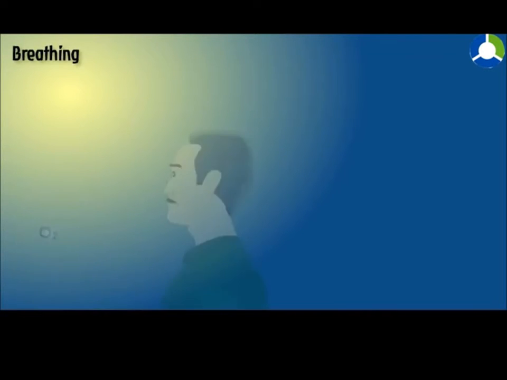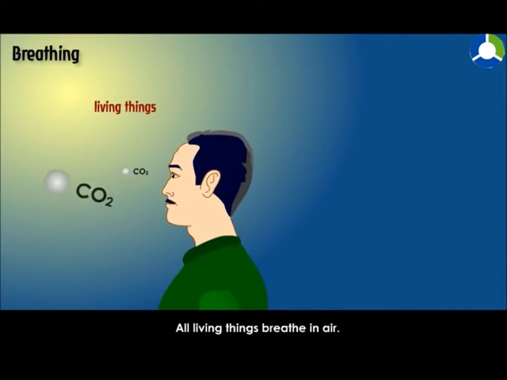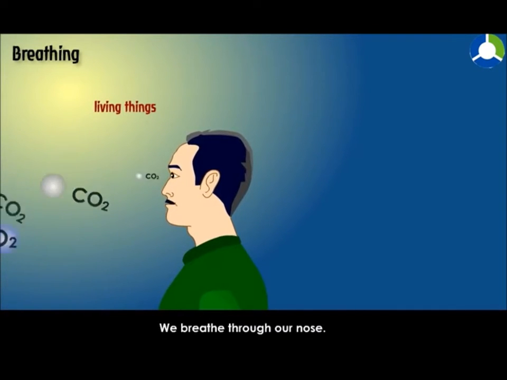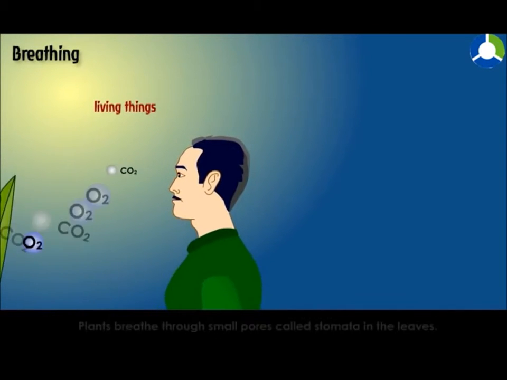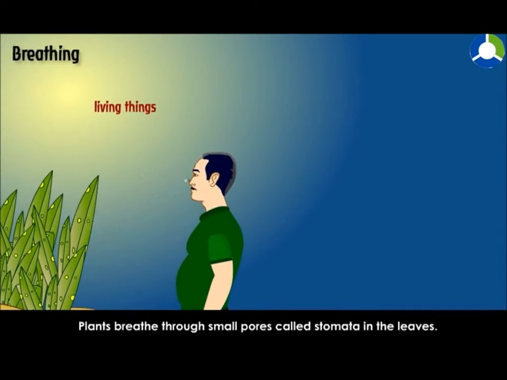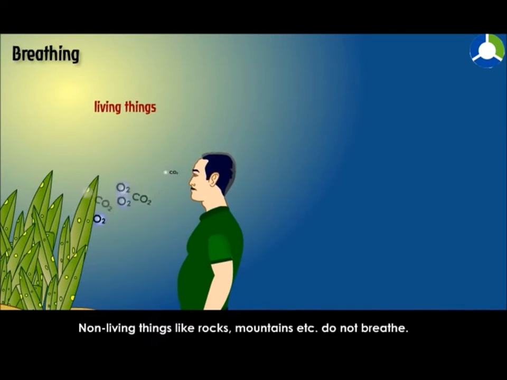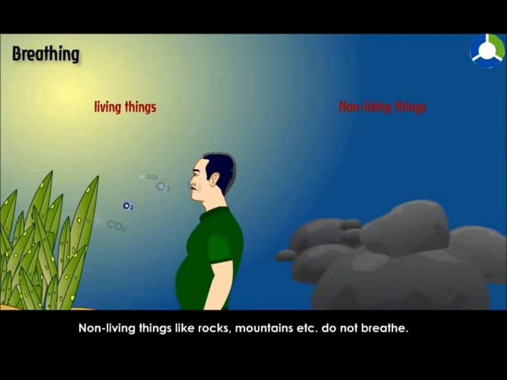Breathing. All living things breathe in air. We breathe through our nose. Plants breathe through small pores called stomata in the leaves. Non-living things like rocks, mountains, etc. do not breathe.